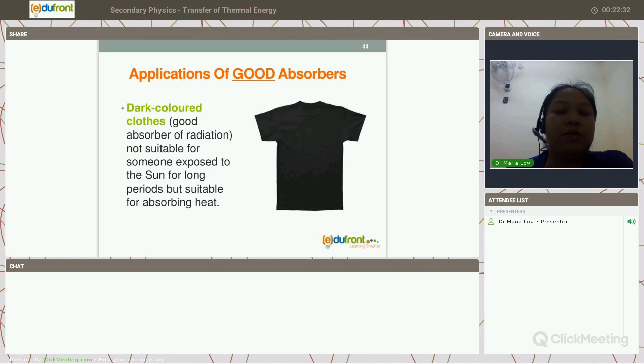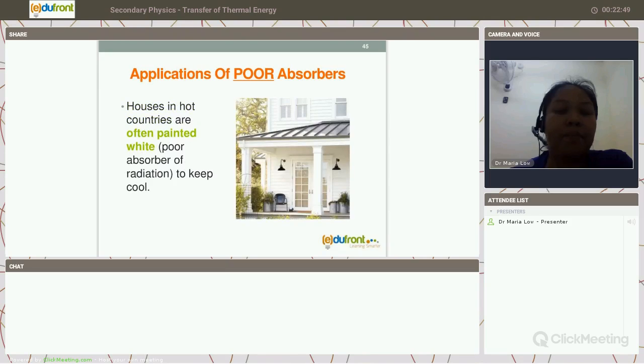Next, we have dark colored clothes. Dark colored clothes are also good absorbers of radiation. It is not suitable for someone to wear dark colored clothes when they are exposed to the sun for a long period, but it is suitable for absorbing heat. Then for houses in hot countries, they are often painted white because white is a poor absorber of radiation. This is to make sure that the house interior is kept cool.